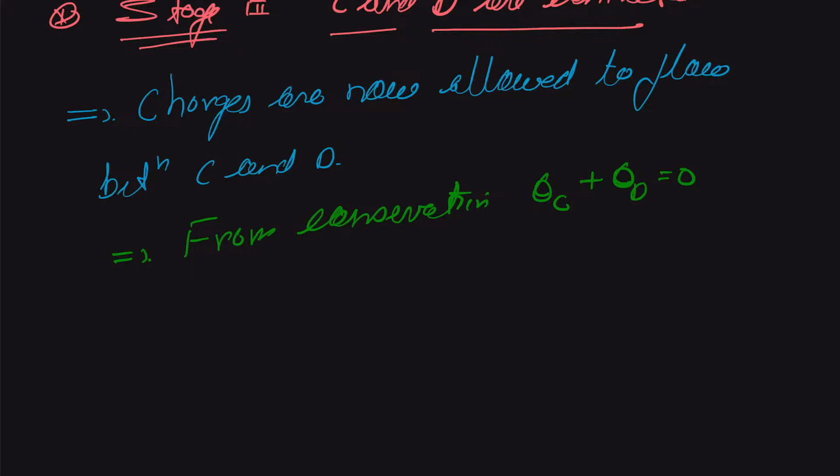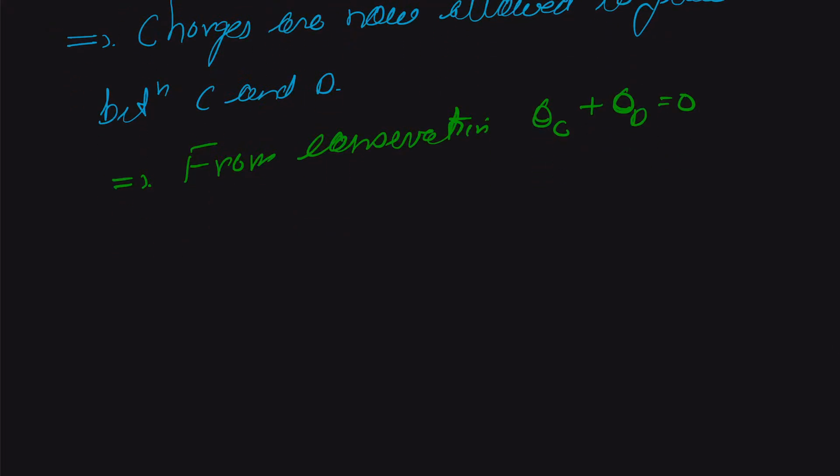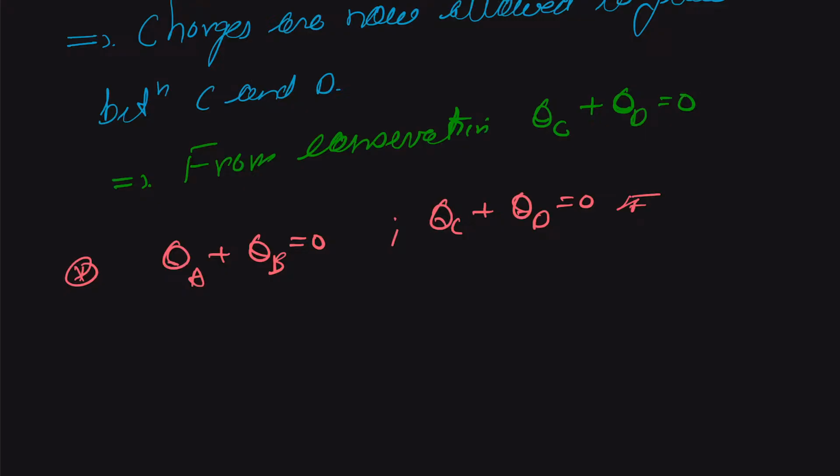Ultimately, from this entire discussion, everything comes down to only 2 equations. We get the result that QA plus QB is equal to 0 and QC plus QD is equal to 0. These are the 2 important results, and this is according to our conservation.